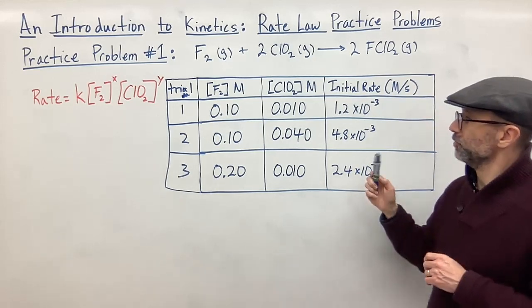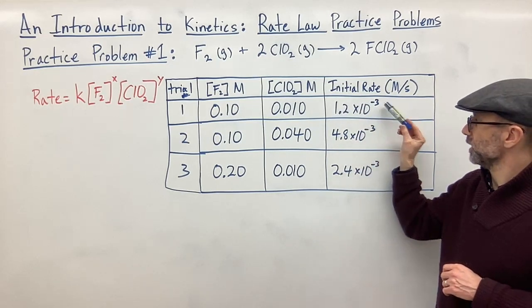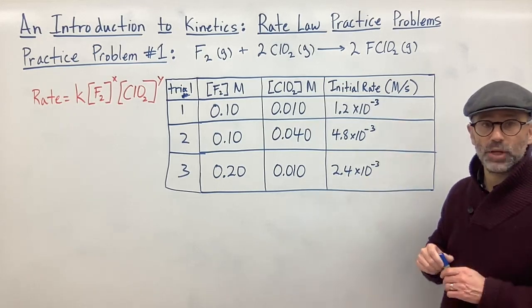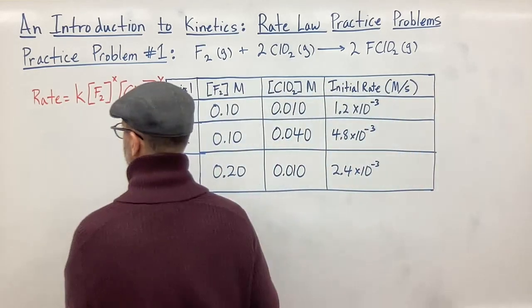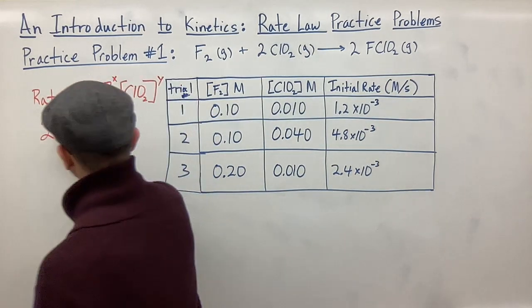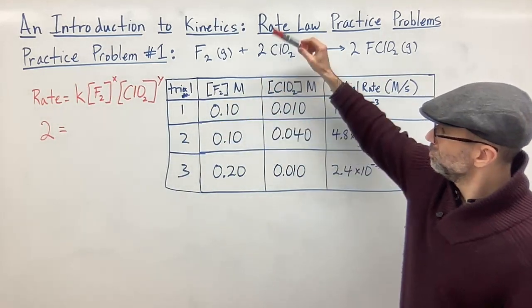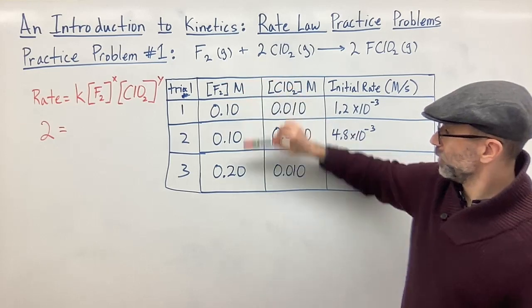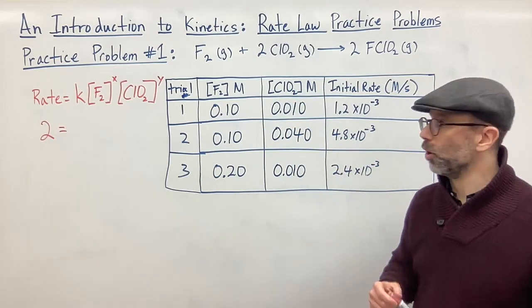So what we can do is look at the initial rate of change. We see we got 1.2 times 10 to the negative 3, and here we have 2.4 times 10 to the negative 3. So it doubles. So for the rate, you want to put a 2 because it doubled. So we'll put a 2 here. And then we'll look at the F2 concentration between here and here, and you'll see that that doubles as well. And so we'll put a 2 in for that concentration.